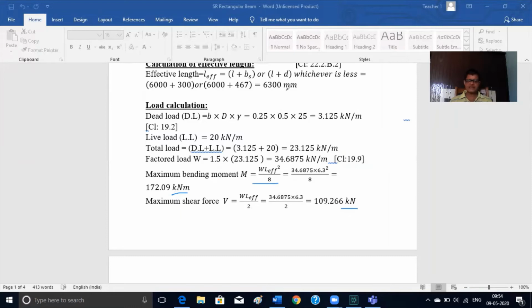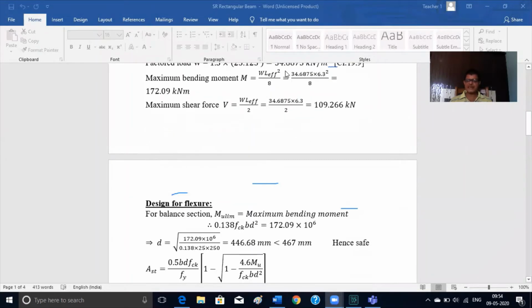Now the next step, once you find bending moment and shear force, is to follow the other steps. What are the other steps? Design for flexure, design for shear, then check for deflection and check for development length. All these modules and concepts have already been discussed in earlier lectures.